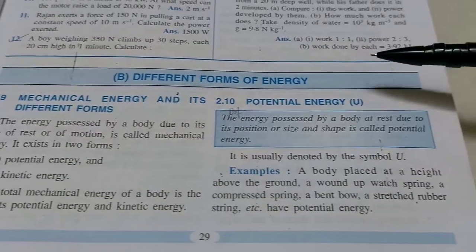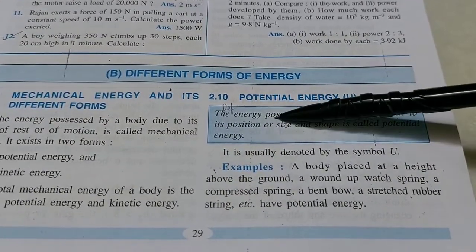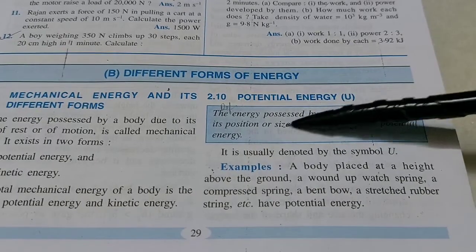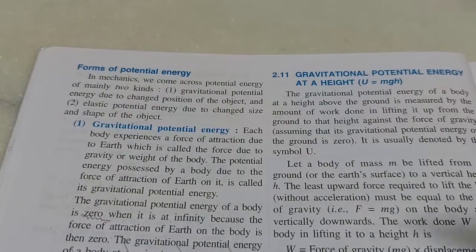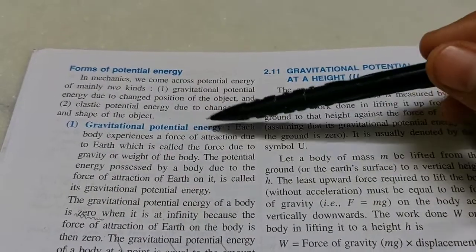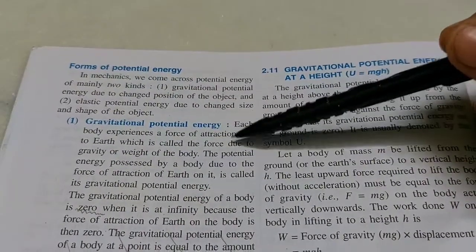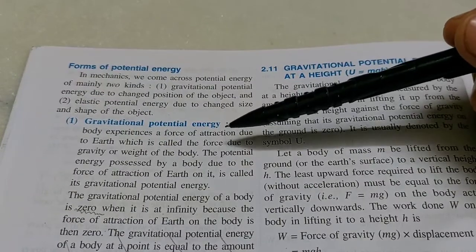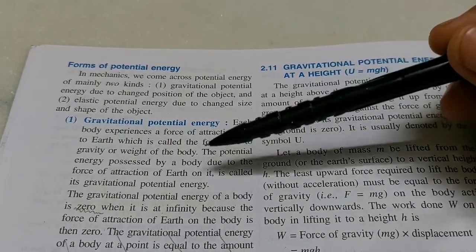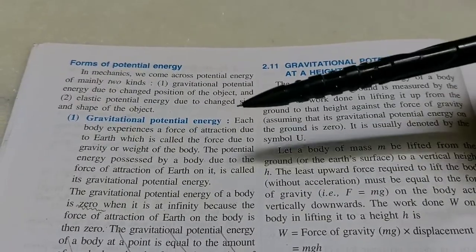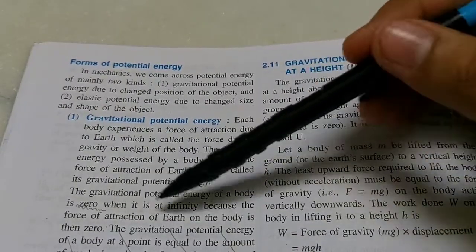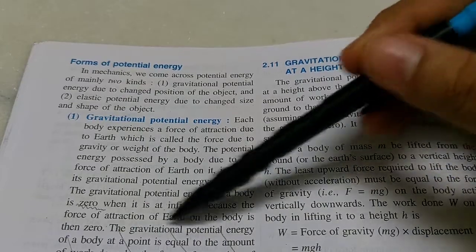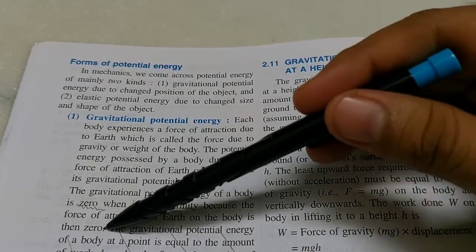Potential energy is defined as the energy due to its position or size and shape, which is also called configuration. It is denoted by U. It is of two types. First of all, gravitational potential energy because of the height of an object above the earth, and it's because of the gravitational attraction of the earth. Note that the gravitational potential energy of a body is always zero when it is at infinity, because the force of attraction there is zero.